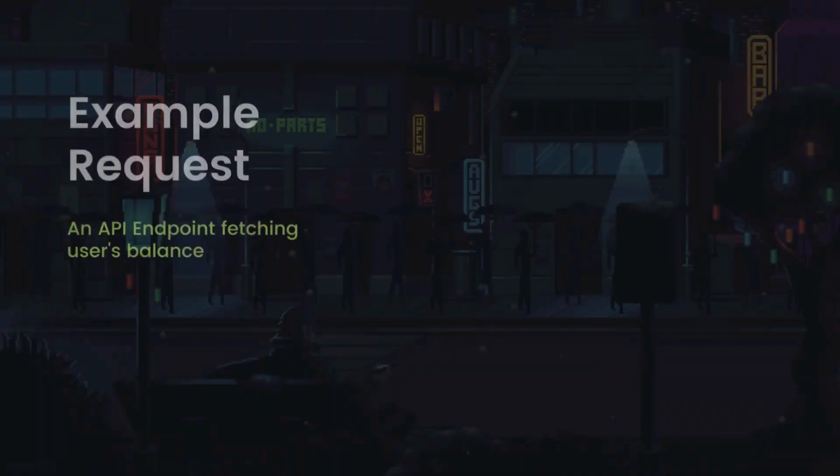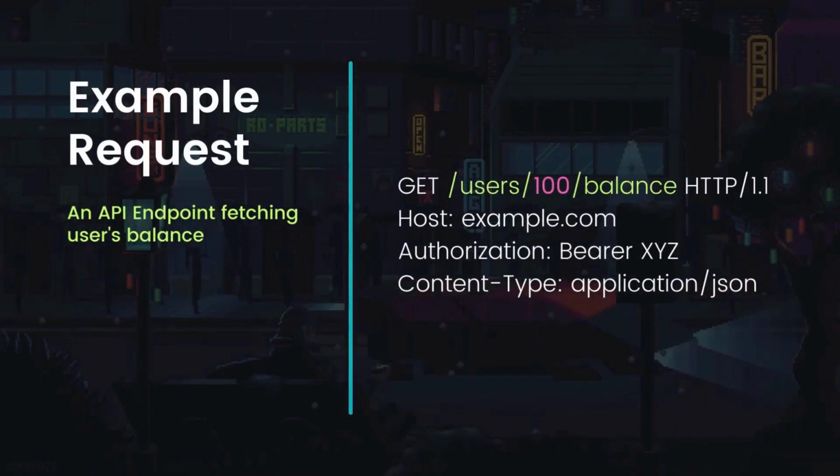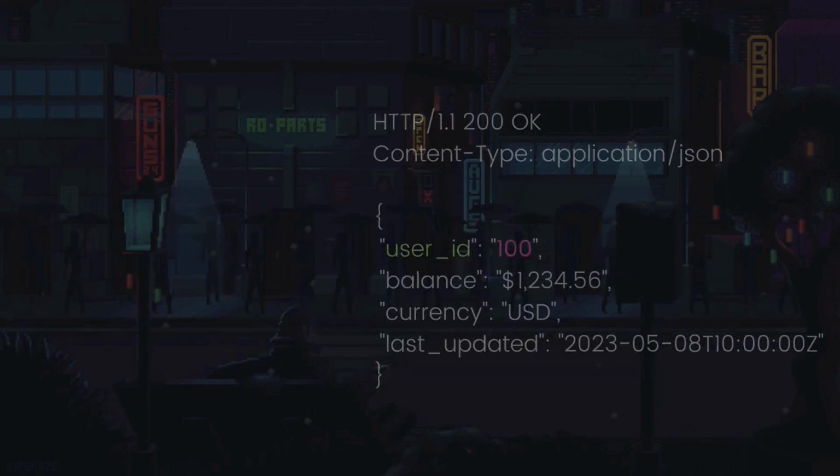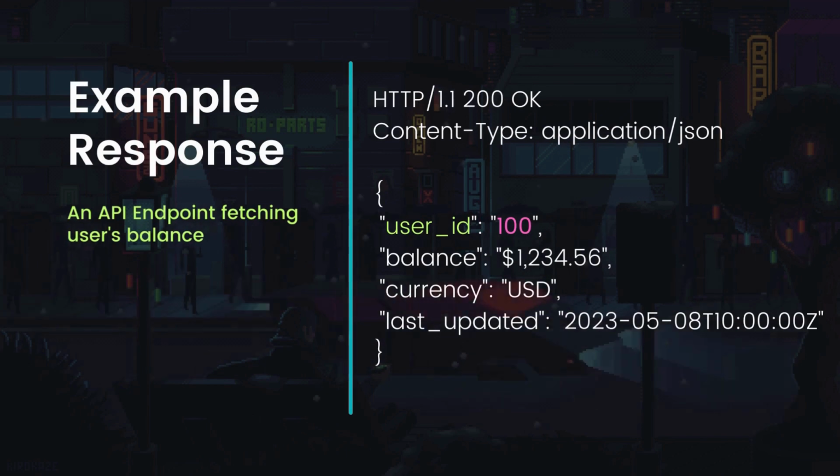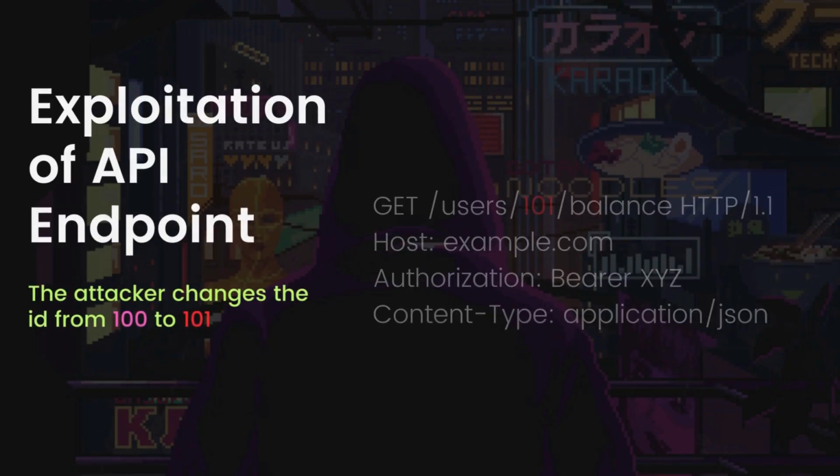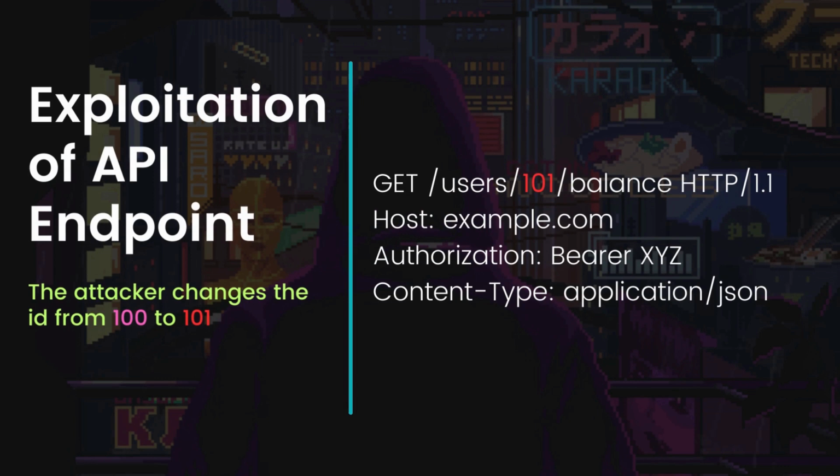This is the request and response for an API endpoint. The HTTP method is GET and it is trying to fetch the balance present in a user's account according to the ID. In this case, it's 100. And in the response, we can see JSON data which consists of user ID, balance, currency, and last updated. So basically, this API endpoint uses the number as an identifier for a particular resource. And if it does not properly enforce access controls, the attacker could potentially gain access to another user's account balance. So just by simply incrementing or decrementing the number, the attacker can access anyone's data.